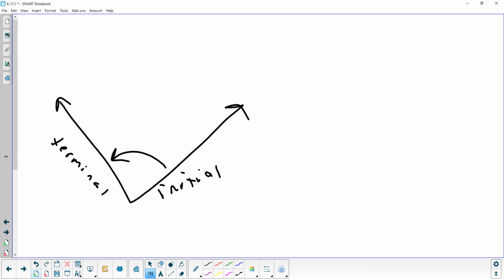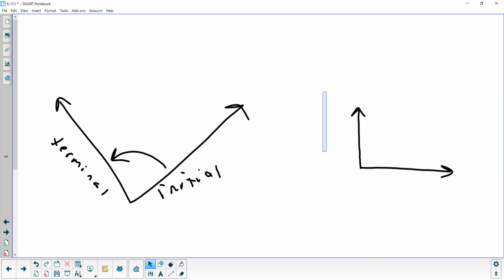Now, there's a standard way we usually draw angles, called standard position. We usually like to always put the initial side horizontal and pointing to the right. So if you were asked to sketch, say, a 90-degree angle, the standard way to do it would be just like that. Initial side pointing to the right, and then terminal side pointing wherever you need it to point to create the angle they want you to create.